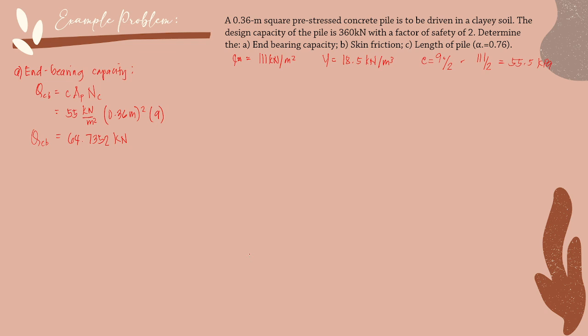So yung end bearing capacity ng pile natin is 64.7352 kilonewton. Then, pangalawa, pinapahanap sa atin yung skin friction.